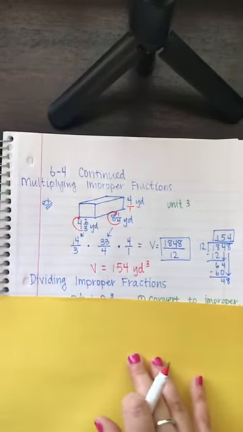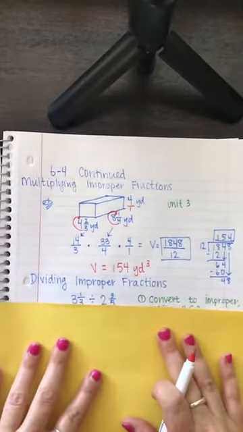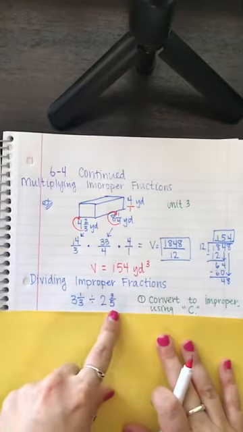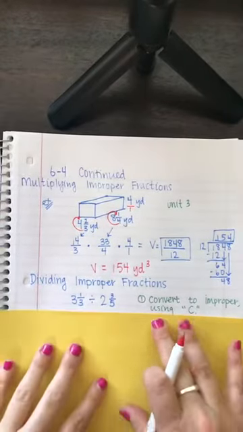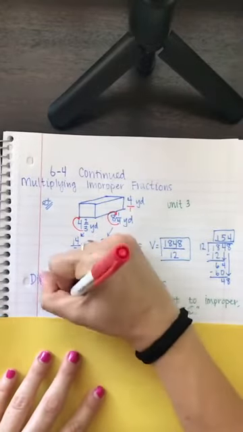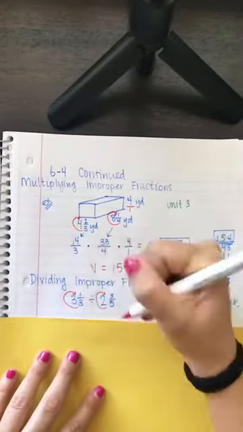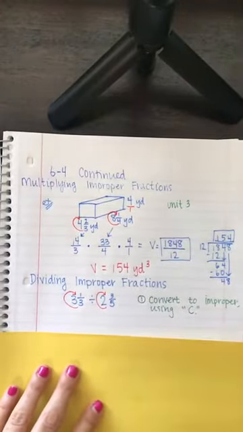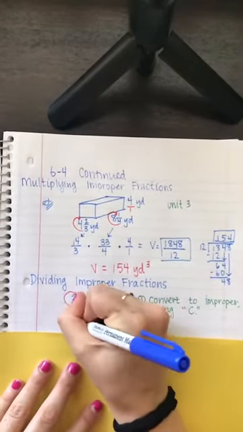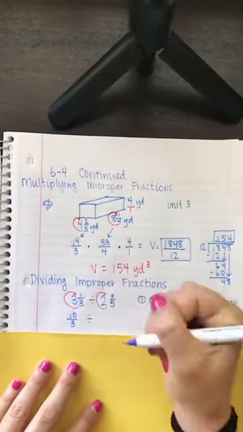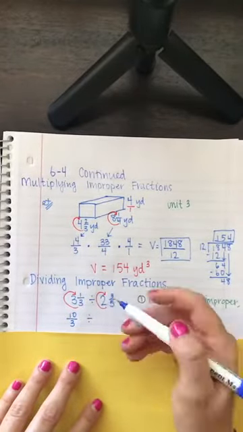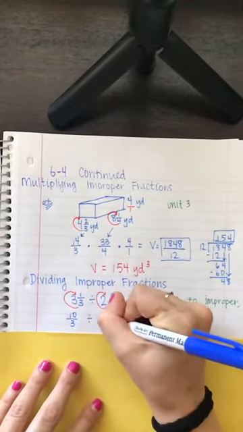Okay, now for dividing improper fractions. So I just have an example here. Here's my improper fractions, 3 1/3 divided by 2 3/5. I'm going to convert them using the backward C. That's my first step. So I end up with 3 times 3 is 9 plus 1 is 10 over 3 divided by 5 times 2 is 10 plus 3 is 13 over 5.